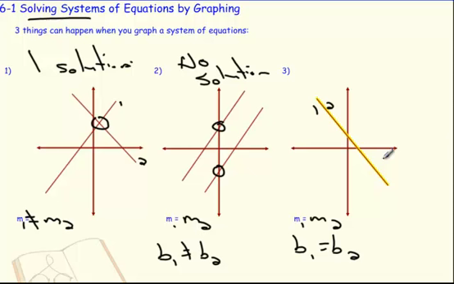Now in a system, the point that they share is the solution. If they're the same line and they share all of the points, then it's all real numbers, or infinite solutions. Remember, we can use our double-stroked R. So these are the 3 things that can happen. Most often, we're going to find one solution. But we will have parallel lines, and we will have the same line from time to time to keep you on your toes.